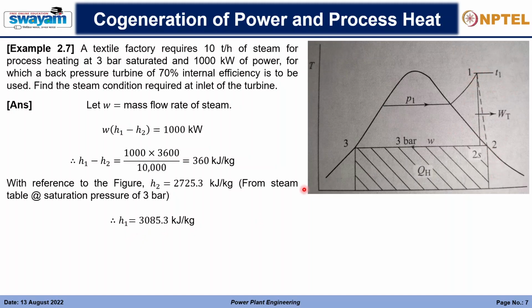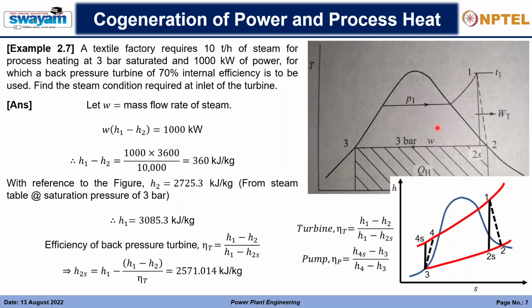Now actually we'll need the steam condition at 1. So we need to find out what is T1, the temperature of the steam at 1, and what is the pressure P1 at which the steam must enter the boiler. For that we will have to go through the entropy calculations. So how will we do that?